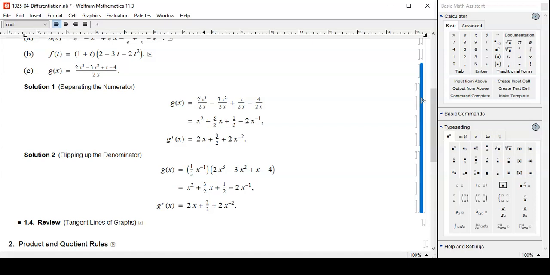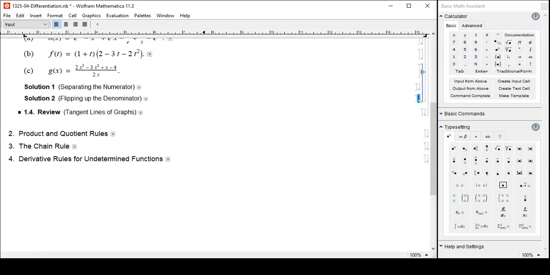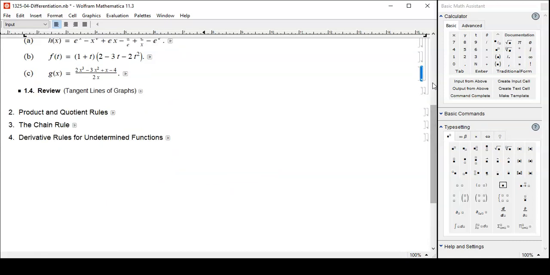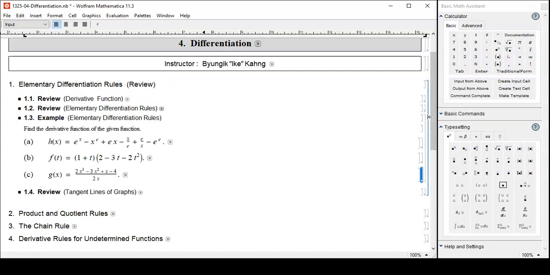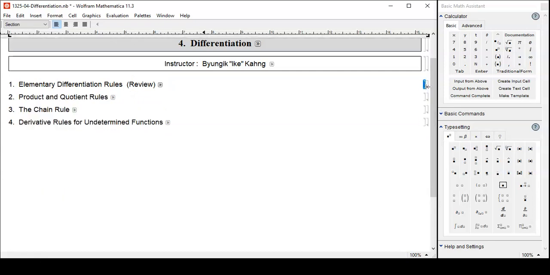In any case, the derivative of quotient is not the quotient of the derivative. Remember that. We need some further manipulation. And then we have some tangent lines to consider, but let's not worry about that. And so much for section 1.